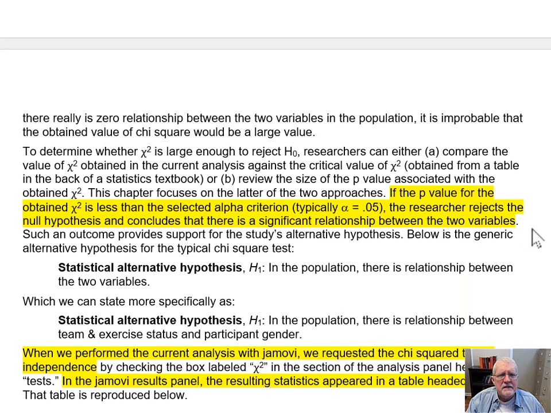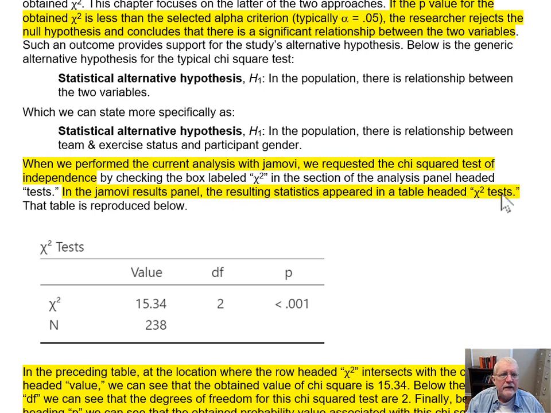Now, the chi-square statistic is one thing, but what we really care about is the probability value associated with that chi-square statistic. That is the p-value for the chi-square statistic. If the p-value for the obtained chi-square statistic is less than the alpha criterion we've selected, typically 0.05, the researcher rejects the null hypothesis and concludes that there's a significant relationship between the two variables. Well, let's see what we have with our analysis.